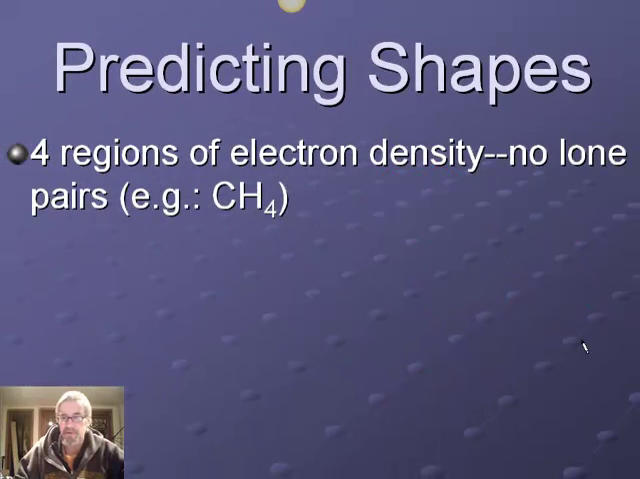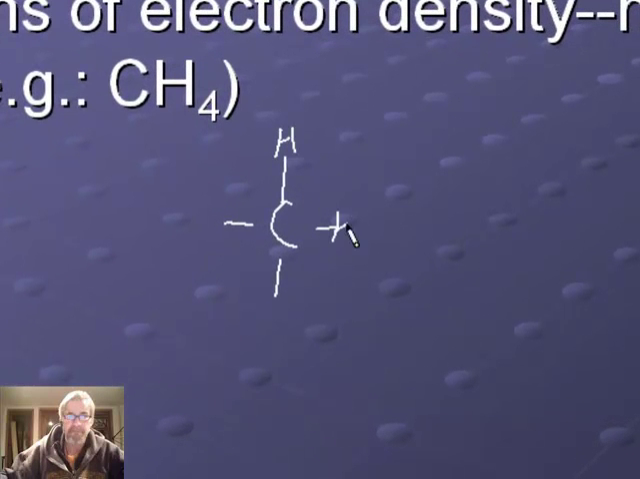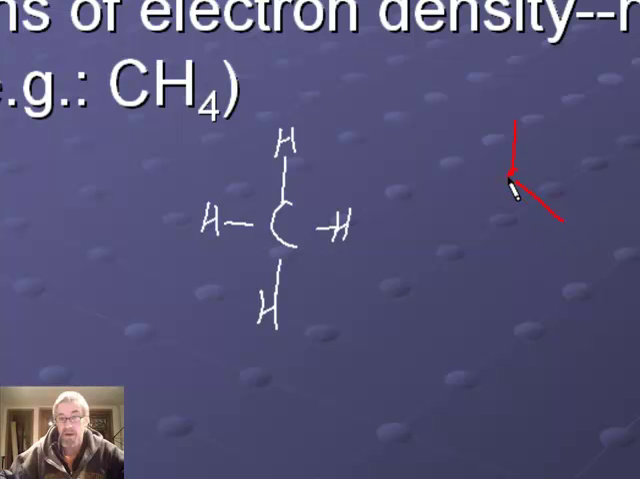Next, let's look at four regions of electron density with no lone pairs. CH4 would be an example of this. If you draw the Lewis structure for CH4, very simple, that's what it is. Four regions of electron density are going to arrange themselves in that tetrahedral pattern. And here's how we draw that. We draw two of the bonds right in the plane of the page that we're writing on. And remember, there's a 109.5 degree angle between these two bonds. And then one of them actually isn't in the plane of the paper. It comes out a little bit.